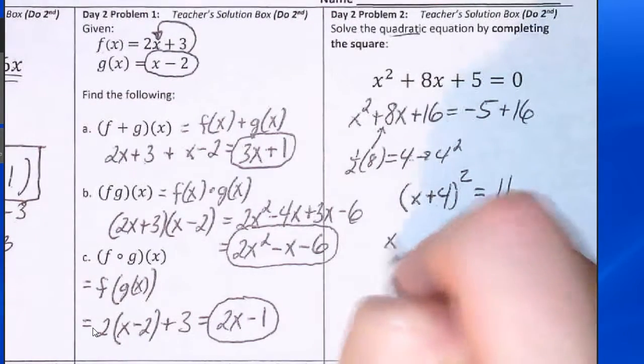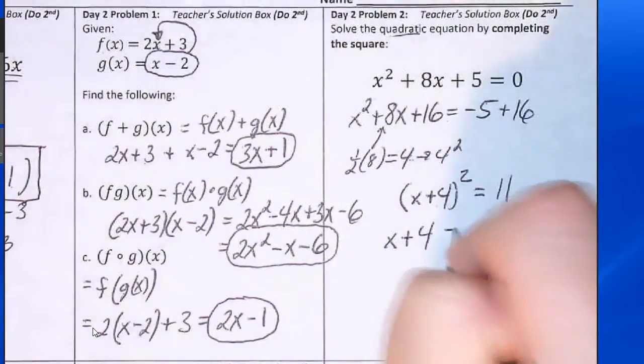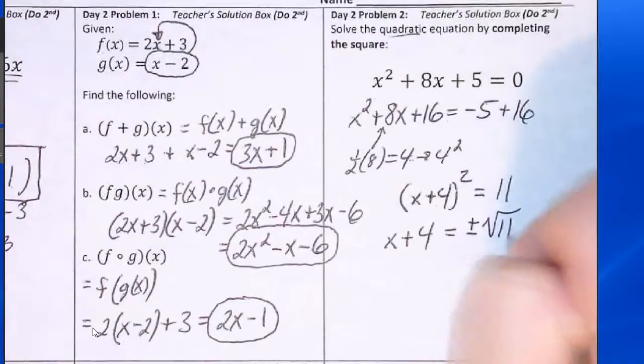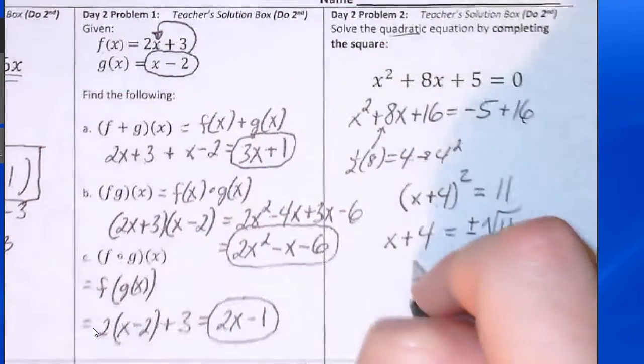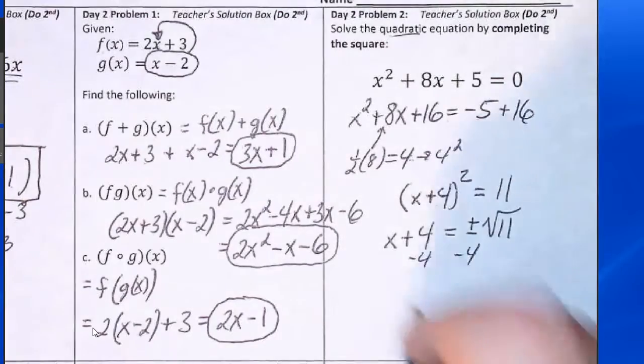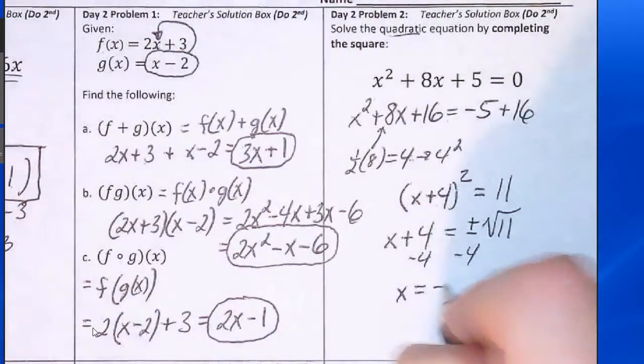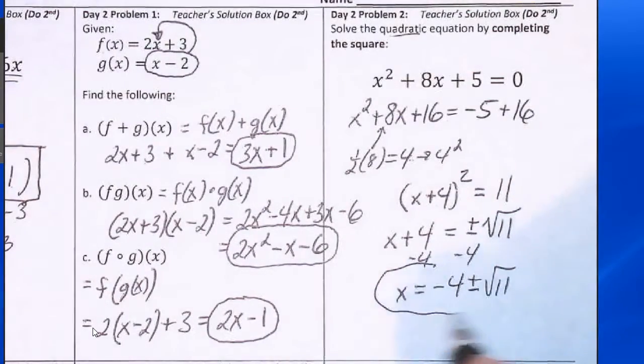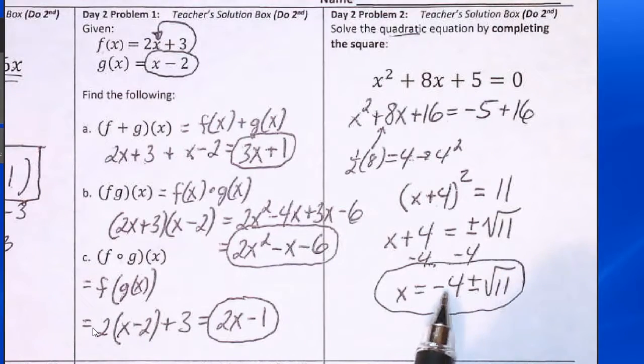So the square root of the left side makes x plus 4. On the right side, take the positive and negative square root of 11. Final step, subtract 4 from both sides to get the x alone. We have negative 4 plus or minus the square root of 11. This actually is 2 answers if you were to work this out. To get the first answer, you'd go negative 4 plus the square root of 11. Press equals on the calculator and you'd have an answer. And to get the other answer, you'd go negative 4 minus the square root of 11 on a calculator.